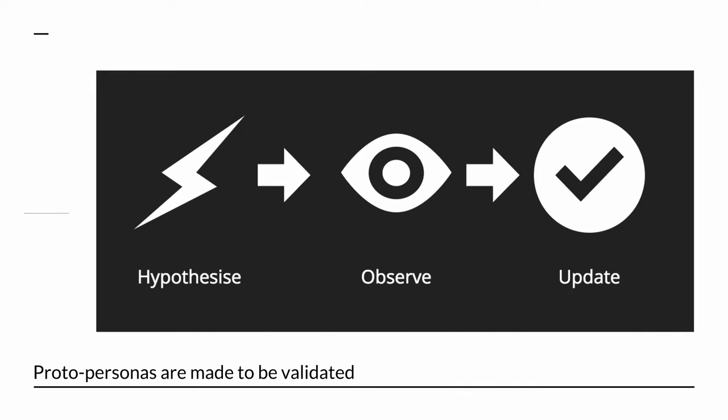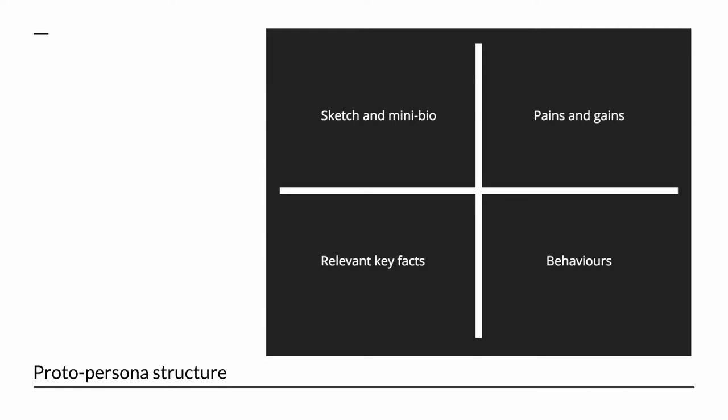There's no reason why that has to stop, especially when it doesn't take very long to do. So if throughout the course of the project something changes, you don't want to just leave this artifact outdated. You'll just confuse people. So we want to make sure that it stays fresh. That proto-persona structure is a really good way to think about how you might want to start with something and then update it and then continue to work with it.